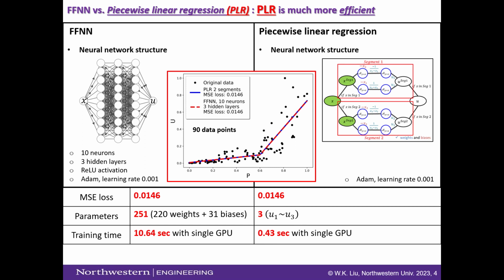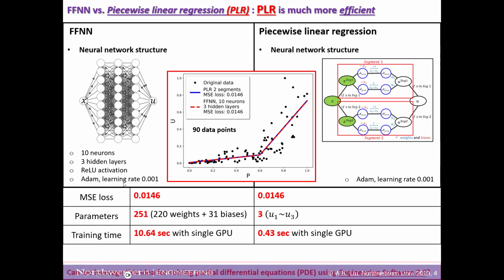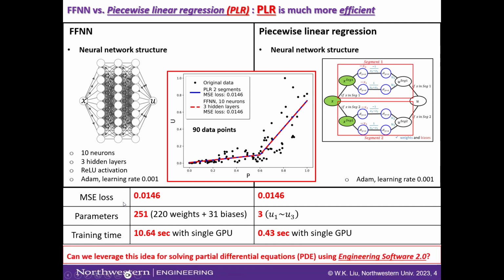This was possible because we leveraged our mathematical knowledge to fit this data. When you look at this data, it has a sudden slope change, and this is a 1D regression problem. So we can leverage piecewise linear regression with 2 segments. Those mathematical insights came into the picture. Now we have a very small problem instead of solving a large FFNN problem. So our idea is, can we leverage this idea for solving partial differential equations? That was our research question.